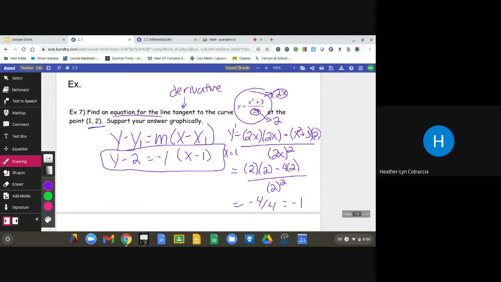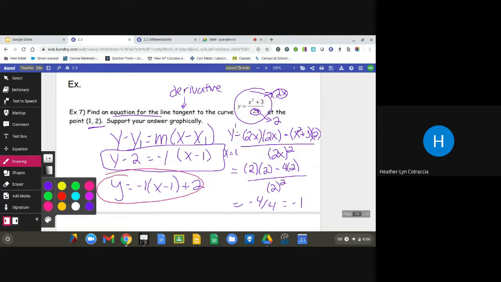The one last thing I would normally do is just solve for y. So that gives me negative 1, x minus 1 plus 2. And I would not go any further than that. That would be my final answer.